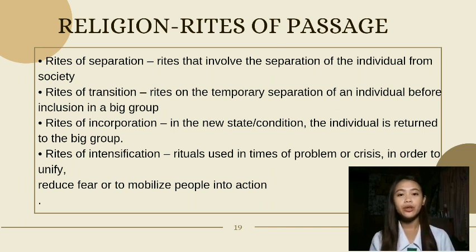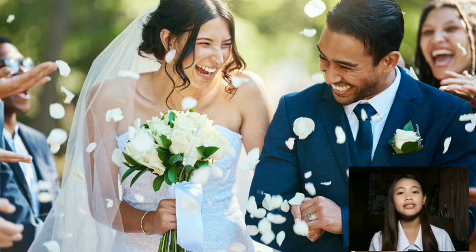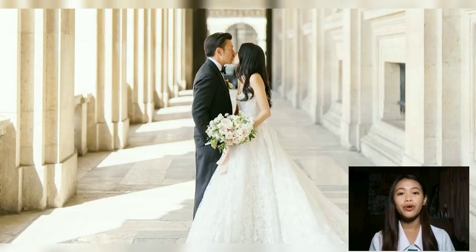This marks the individual's return to the larger social or cultural group but in a new status or condition. They are now recognized as having successfully completed the transition phase. The person is often given new roles, responsibilities, and privileges within the community. This could be through ceremonies, blessings, or symbolic acts. Marriage, as mentioned earlier, is a classic example of a rite of incorporation, where the couple is formally integrated into the extended family and community.